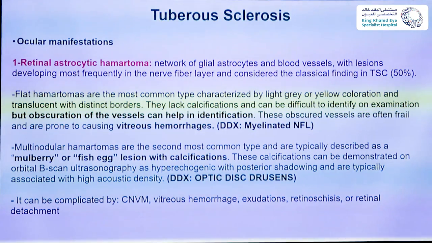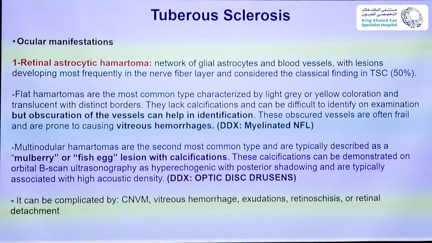Ocular manifestation: it can have retinal astrocytic hamartoma. It is the development of glial cells in addition to blood vessels. They are characteristically found in the nerve fiber layer, but can involve other layers of the retina. They can present as flat or multinodular. Although we know the multinodular, flat ones are the most common that can be seen in tuberous sclerosis.